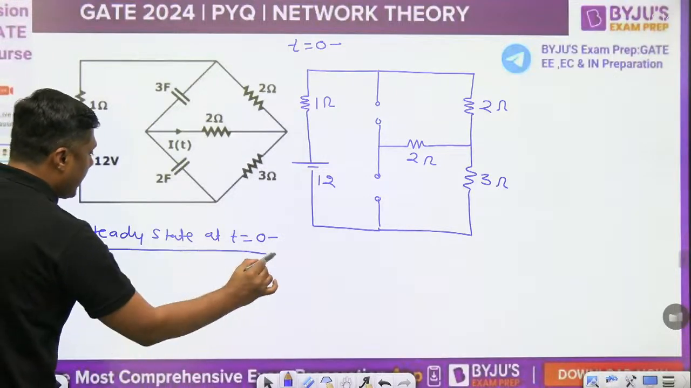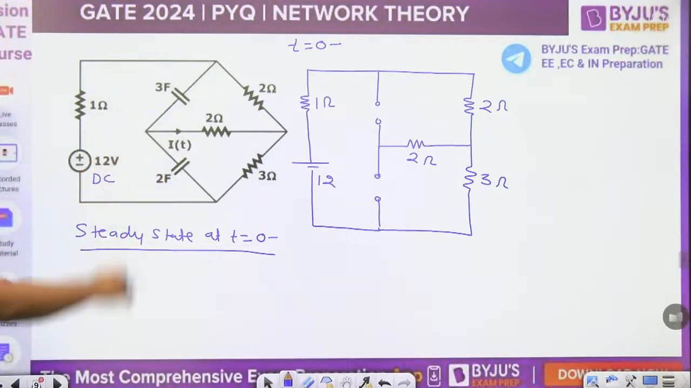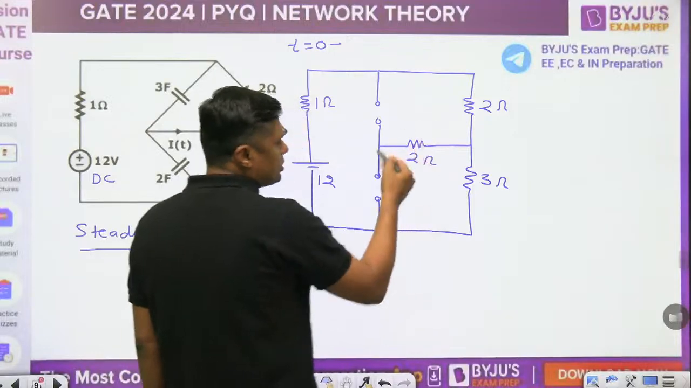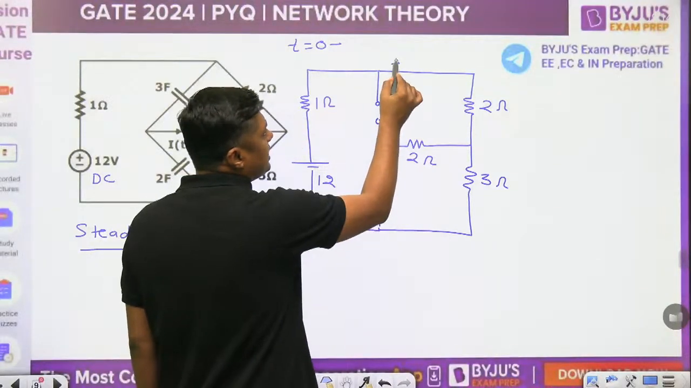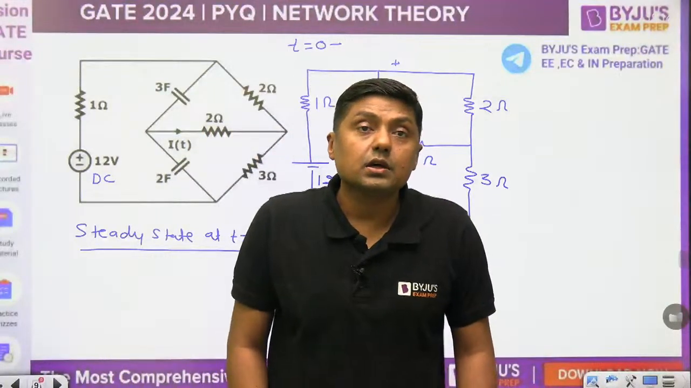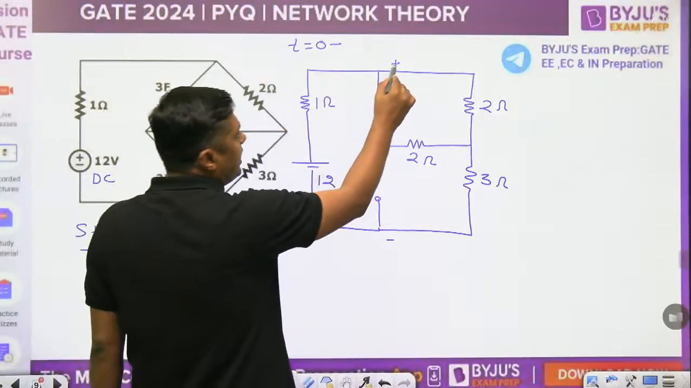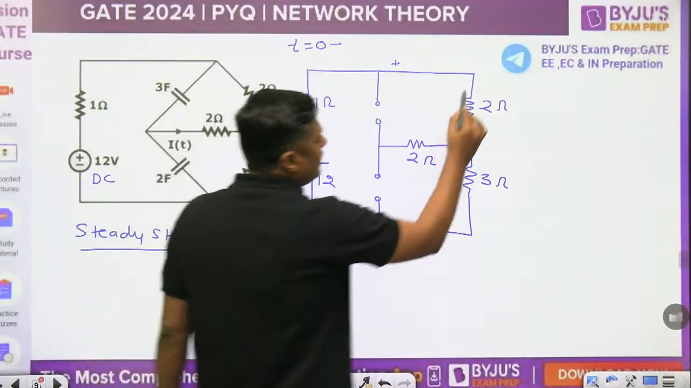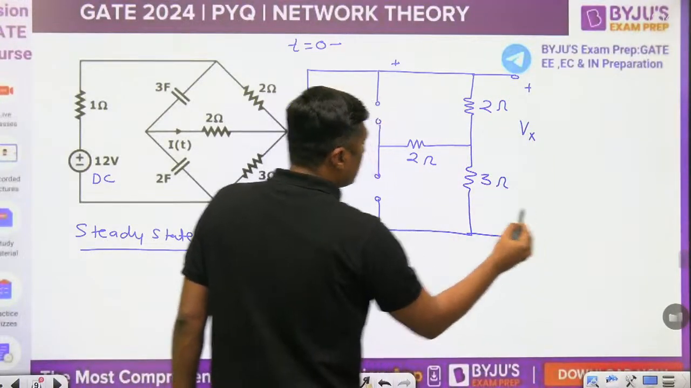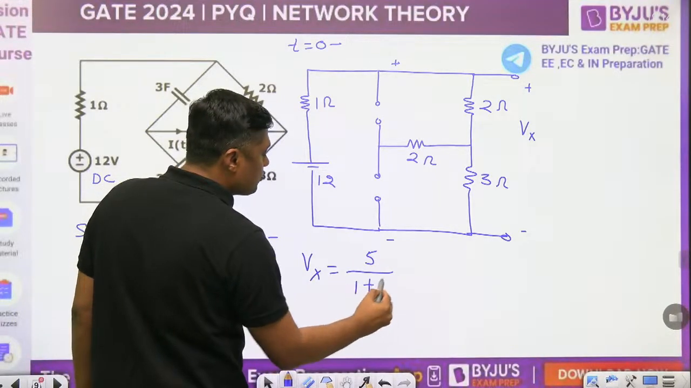Therefore, capacitor acts as what? Open circuit because it is DC. So all the capacitors will act as open circuit. Now, according to the voltage division rule, because there is no drop across the 2 ohm, what is the voltage from this point to this point? You can find the voltage. So what is the voltage here? 2 and 3, that is 5. You can find the Vx from this point to this point. So what is the Vx? This is nothing but the voltage across this. So Vx is equal to 5 divided by 1 plus 5, into 12.